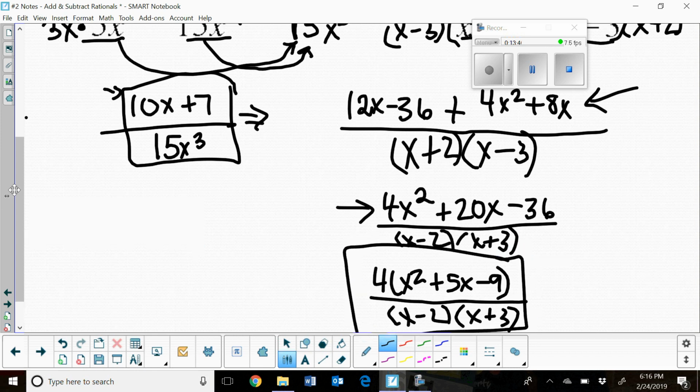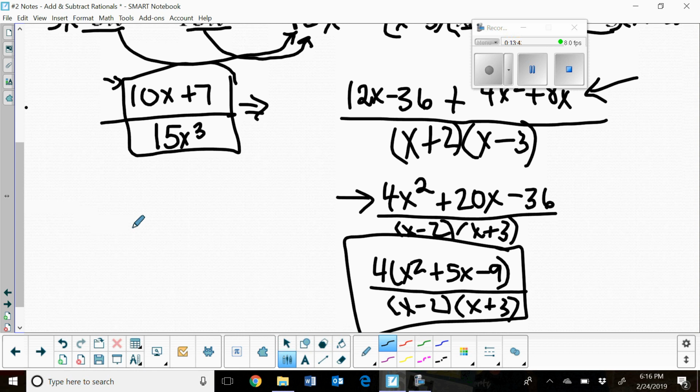Now, one thing I haven't addressed is excluded values. We know that the denominator of a fraction can never be 0. So we need to go back and look at excluded values. And on this one, my excluded value is 0. X cannot be 0 because if I plug a 0 in, it makes a 0 in my denominator.